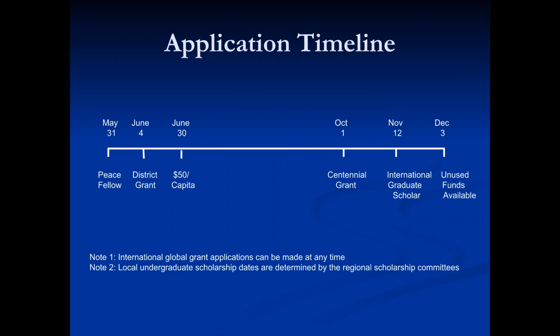The timeline for these: the Peace Fellows are the first thing, on May 31st. District grant applications need to be in by June 4th. By June 30th, clubs have to have $50 per capita in order to be eligible for global or district grants. October 1st is the deadline for Centennial grants, November 12th for the International Graduate Scholarship, and on December 3rd, all unused funds will be available for second grants or additional grants that clubs have not yet submitted.